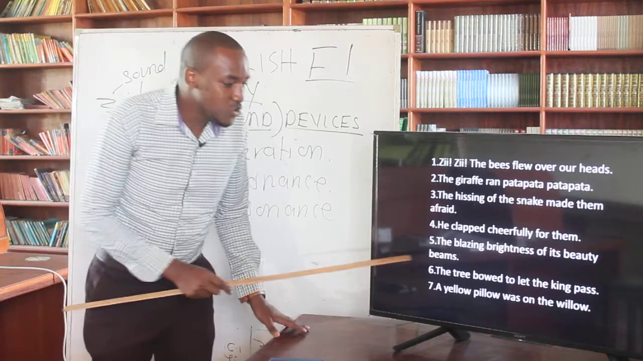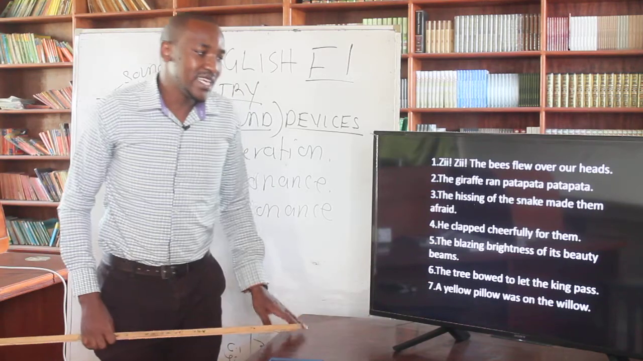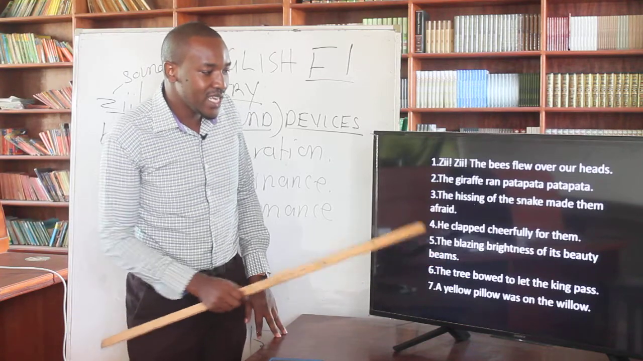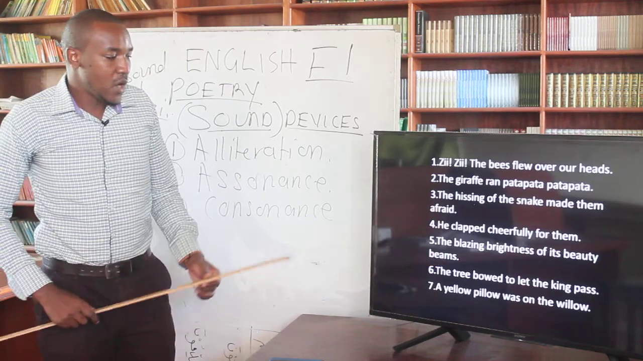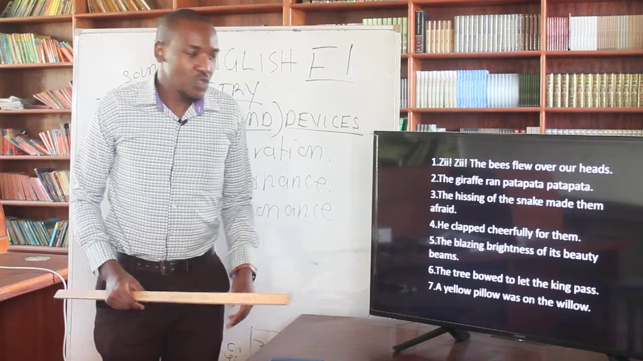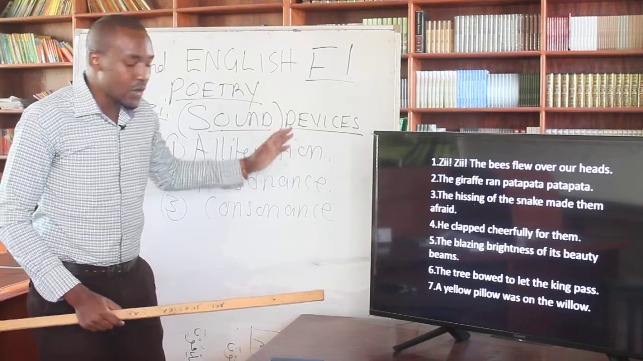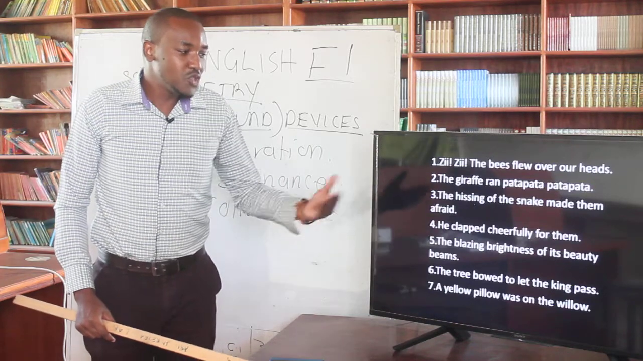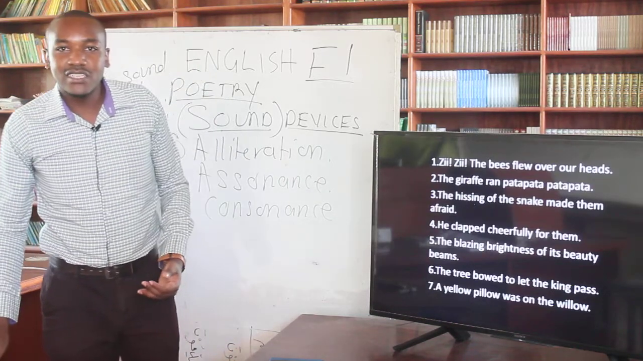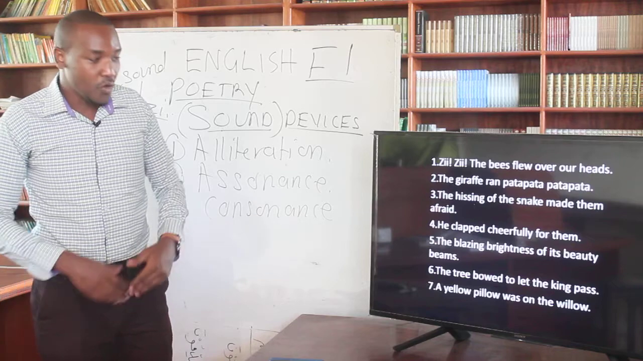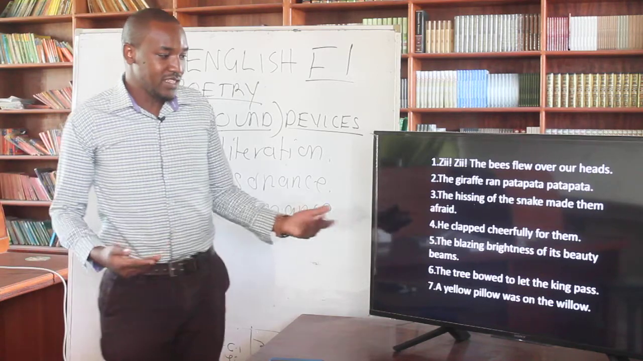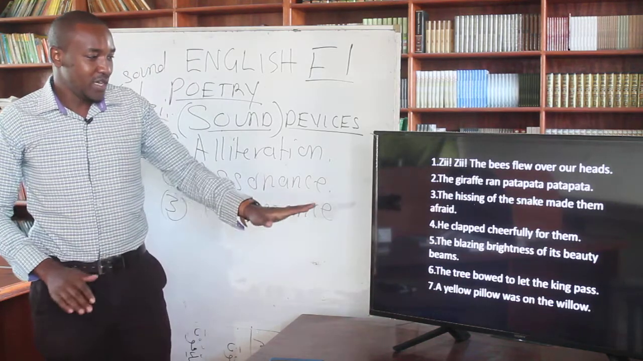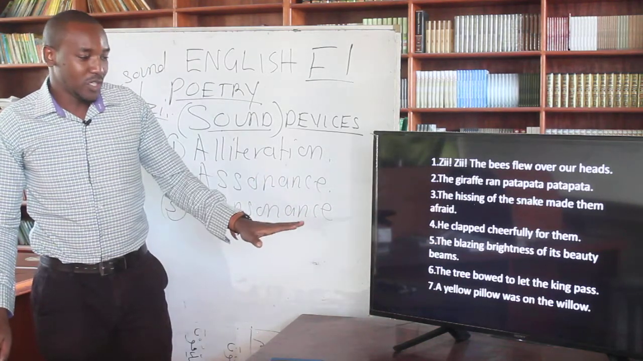Then, the tree bowed to let the king pass. Now we have bowing of trees. So not really necessarily a sound device, but that is personification. The trees have been given the characteristics of humans, of that respect. So imagine the trees bowing just to let maybe a king pass. In that case, that is personification.